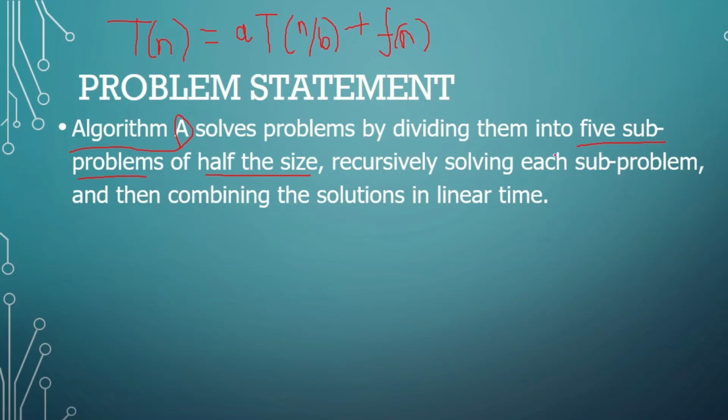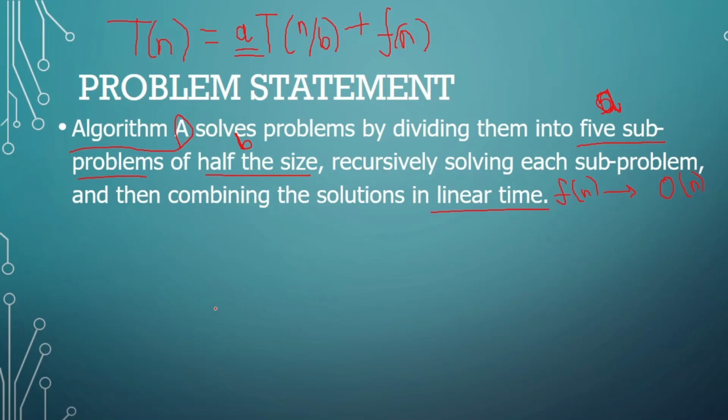It solves the problem by dividing it into 5 sub-problems. Remember, a is the number of sub-problems, so this here will be, instead of 5, actually a. And then next up we're saying the problems are half the size, so b would be 2, right? And then recursively solving, and then combining the solutions in linear time. So this is f(n), and linear time just means big O of n.